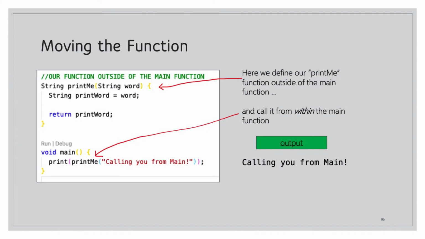We know we need a main function to make Dart work, but nothing says we have to define our function inside of it. Here we move our function outside of main. So I have string print me, string words, same exact thing, but I call the function from the main function. I don't define it there. And what is the result in this case? Same thing. It'll print out the string inside of the parentheses in print me, which is calling you from the main function.